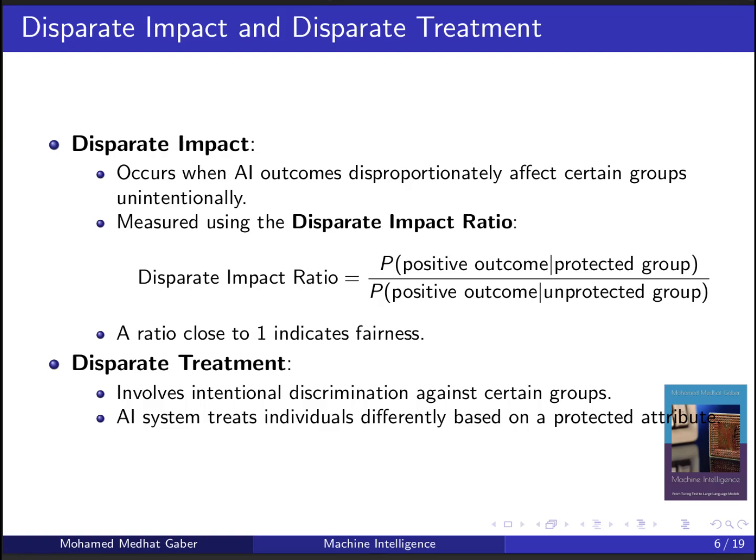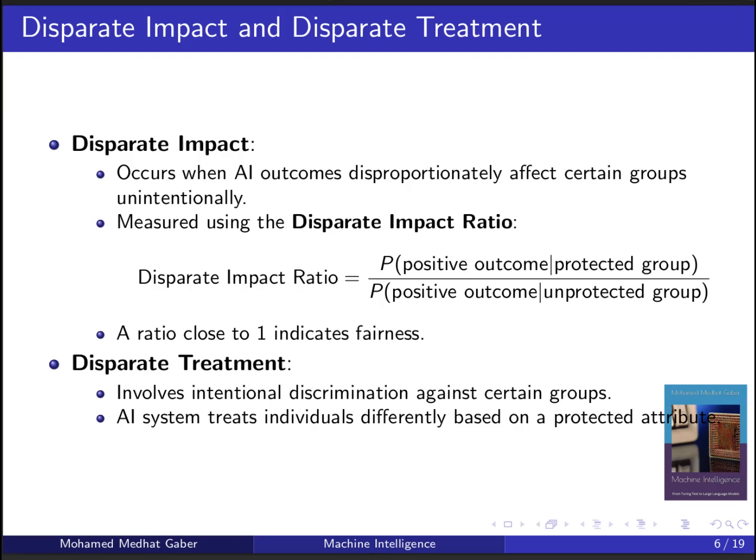Measuring disparate impact involves calculating the disparate impact ratio, which compares the probability of a positive outcome for the protected group to that of the unprotected group. A ratio close to 1 indicates fairness, suggesting that the system's decisions are not adversely impacting one group over another. For example, if an AI hiring tool recommends male candidates significantly more often than female candidates, there may be a disparate impact based on gender.